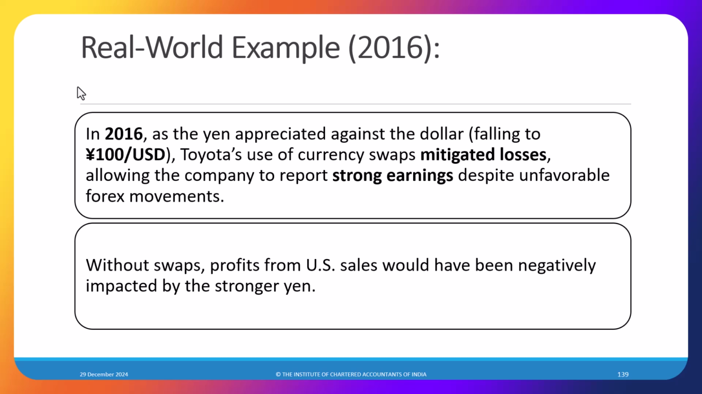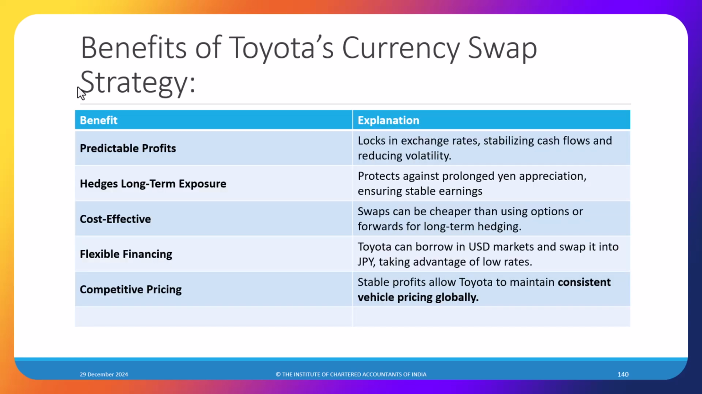So, benefits of Toyota's currency swap: predictable profits, locks in the exchange rate, stabilizing the cash flows and reducing volatility. Hedges long-term exposure, protects against prolonged yen appreciation, ensuring stable earnings. Cost effective, swaps can be cheaper than using options or forwards for long-term hedging.